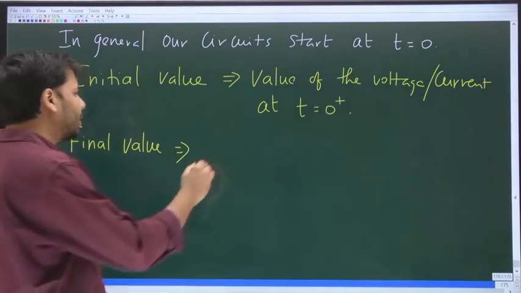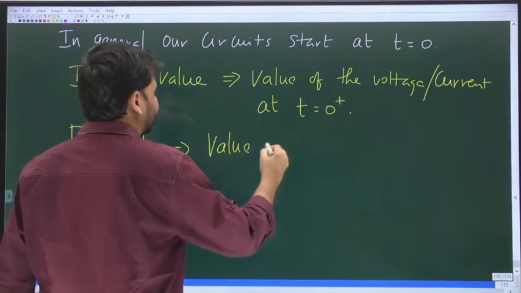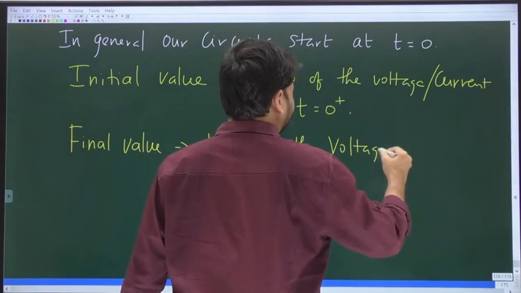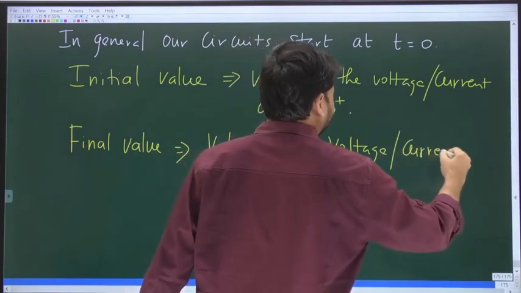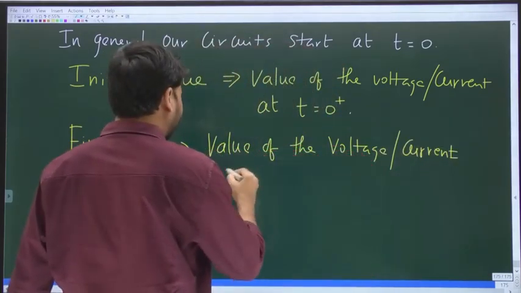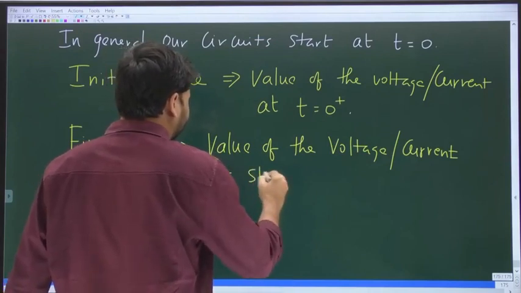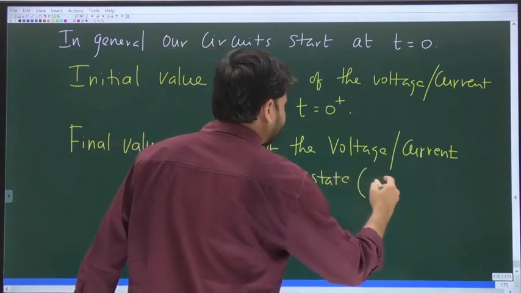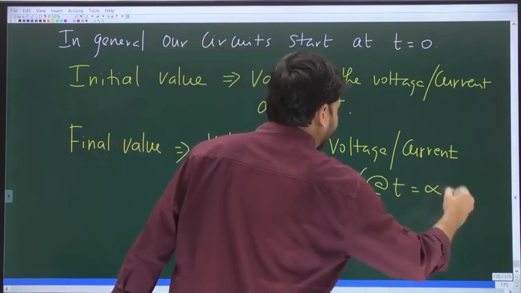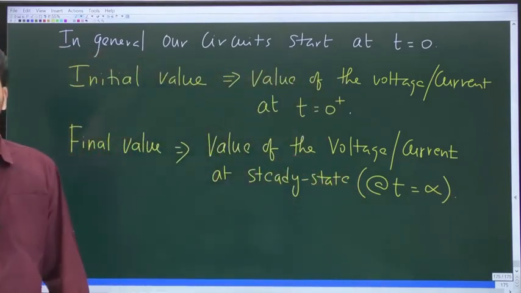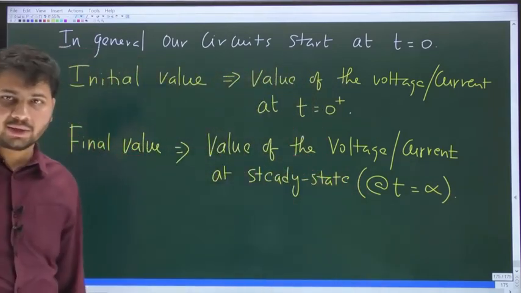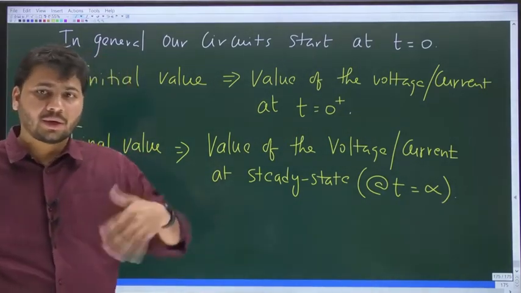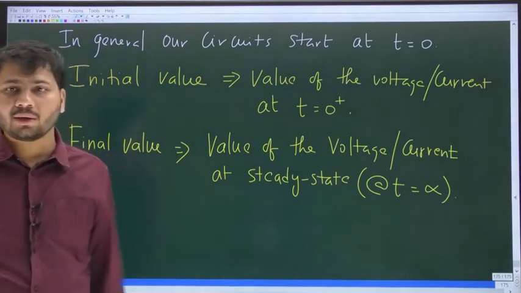Now coming to the other value, the final value. Final value means the value of the voltage or current at steady state. When will the circuit reach steady state? At t equal to infinity. At t equal to infinity, the circuit reaches steady state. So when the circuit reaches steady state, whatever value of voltage or current you have, that is the final value of that voltage or current.